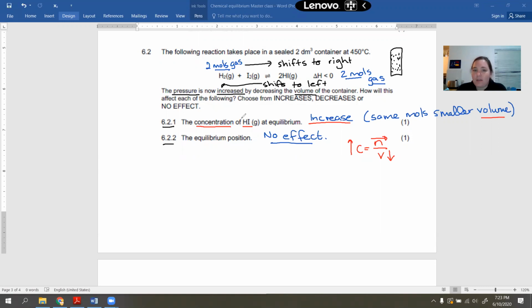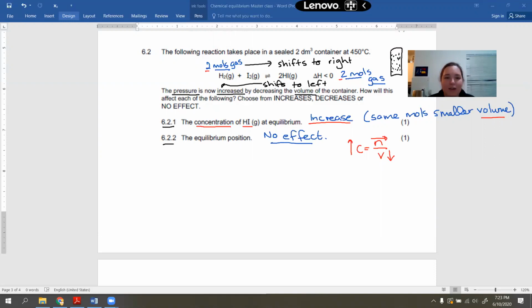Please, these only apply because there are an equal number of moles on both sides. If that wasn't the case, then both of those are likely to have different answers. Although it gets a bit tricky with the concentration of hydrogen iodide, because if the reverse reaction was favored, you might be tempted to say that the concentration decreases, but the decrease in volume may actually make the concentration still increase. So it gets a little bit tricky if you've ever got two things that contradict each other like that.